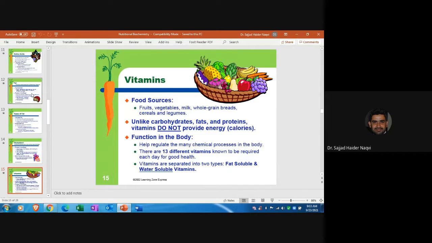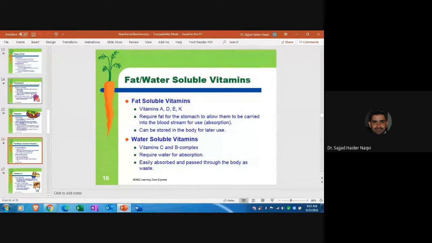There are 13 different vitamins which are required each day for good health. Vitamins are separated into two groups: fat soluble vitamins and water soluble vitamins. This is actually their criteria based on their solubility, and we'll quickly go through that. Fat soluble vitamins are vitamins A, D, E, and K. Of course, they require fat in order to be transported from the stomach, for the stomach to absorb them and enter into the bloodstream.